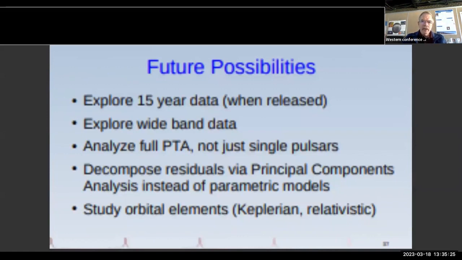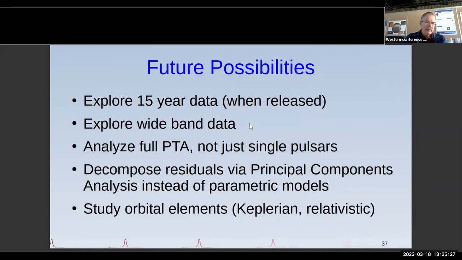So some future possibilities. The 15-year data had been scheduled to be released already, but it hasn't. And one of the presentations I looked at indicated that they're having some issues with the wideband data. So they're still working on the 15-year data. It'll be released soon. At some point in the next 5, 10, who knows how many years, they fully expect to make a big announcement that they've detected gravitational waves in the radio band.